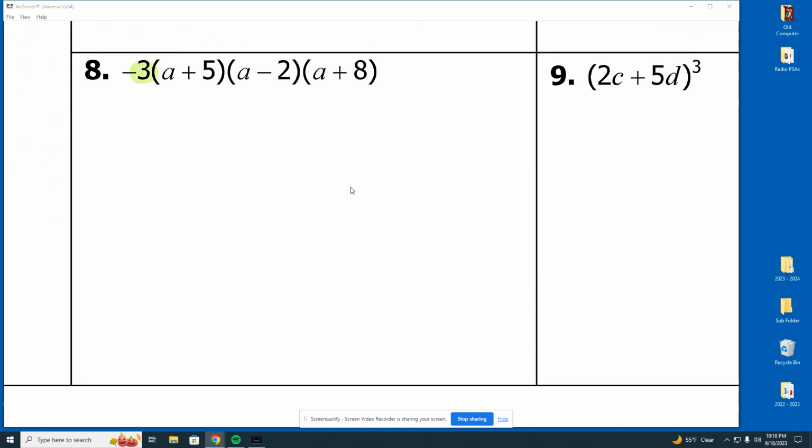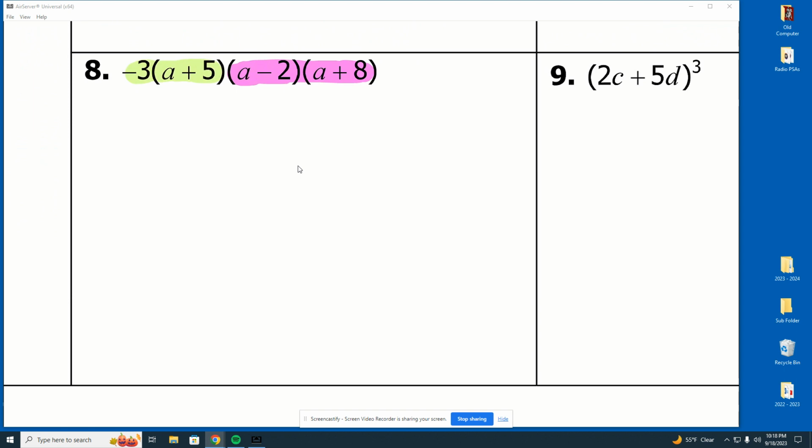I'm going to go ahead and do negative 3 times a plus 5, because that's all being multiplied. But then I'm also going to multiply a minus 2 by a plus 8. But then remember, what do I have to do with those results? These are jammed next to each other too. So whatever I get from multiplying those things, I have to multiply those by each other too. Does that make sense? I hope that does.